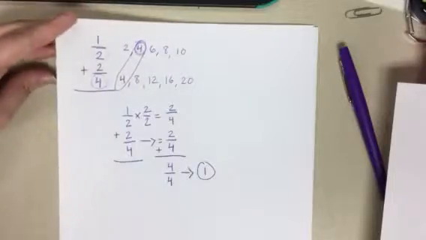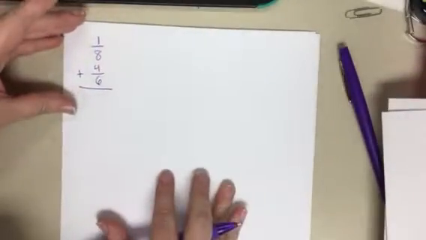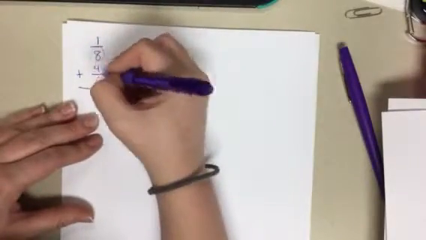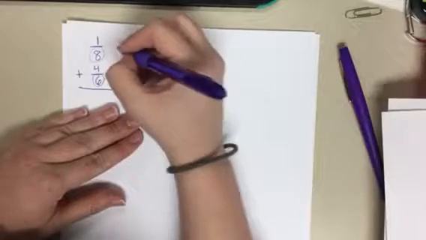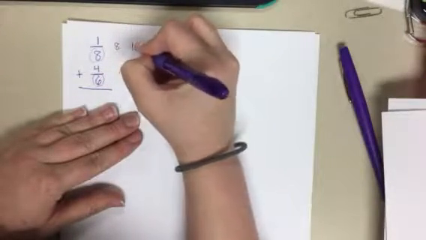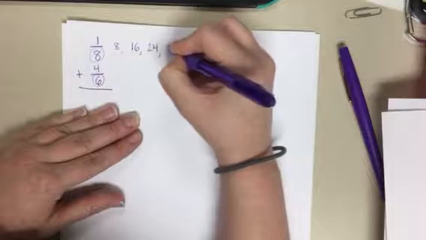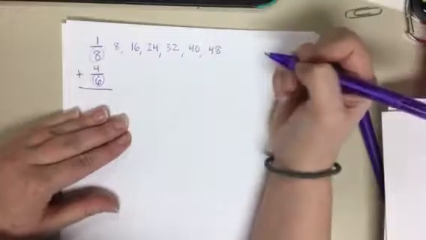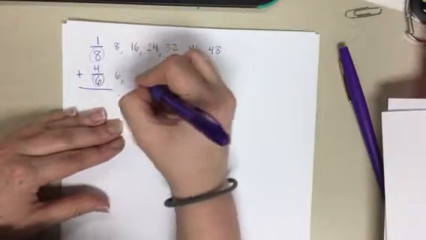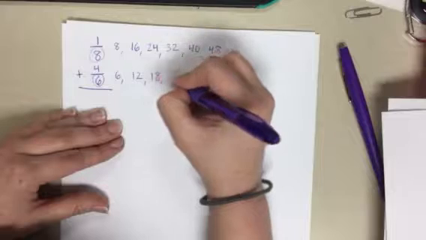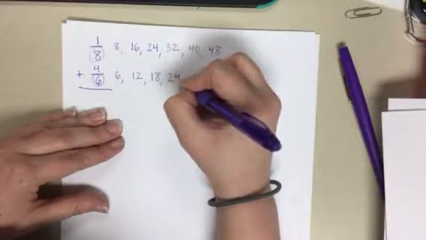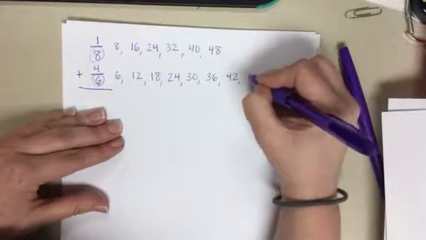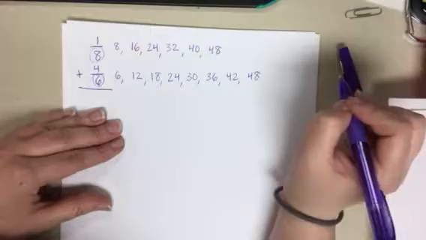Let's try another one. Now we have 1/8 plus 4/6. So again, our denominators are not the same. Let's list the multiples. 8, 16, 24, 32, 40, 48. Let's do our 6's. 6, 12, 18, 24, 30, 36, 42, 48. All right.